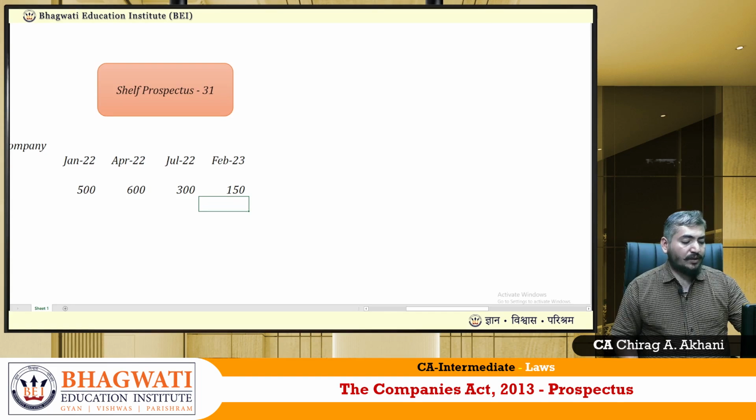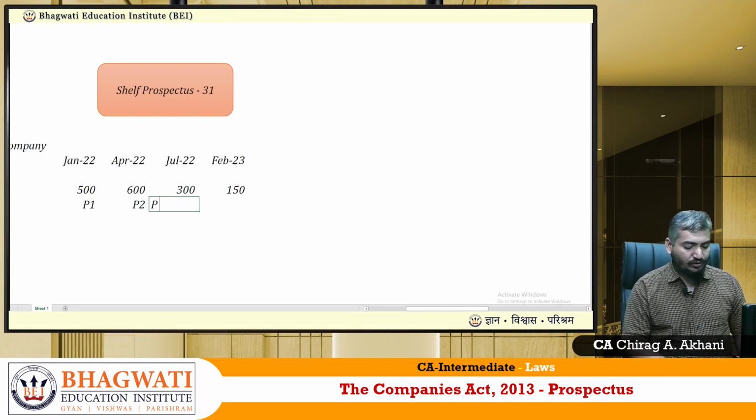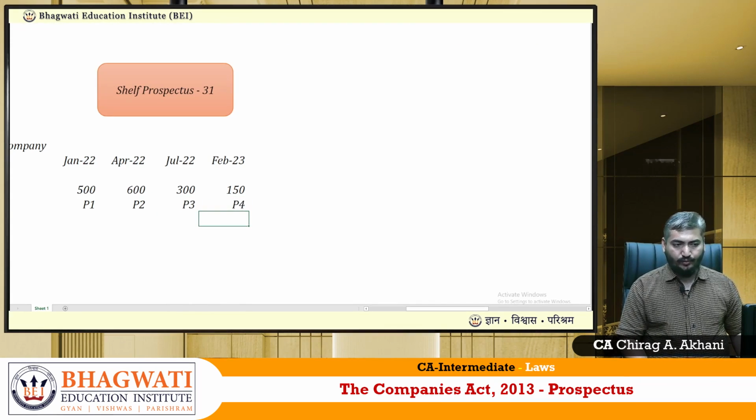Now, what's the problem in these four issues? Let's understand. When the company goes for public invitation for the first time, it issues the first prospectus, let's name it P1. When it went for the second time, it issued prospectus number 2. When it goes for the third time, it issued prospectus 3. And when it goes for February 2023, it issued prospectus number 4.